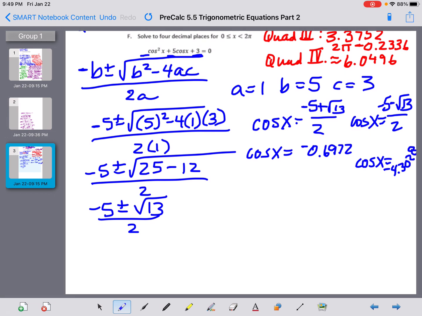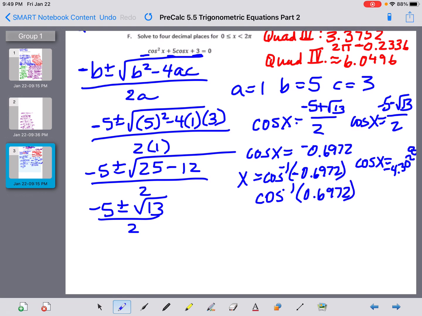negative 4.3028. Time to solve, so I'm going to do x equals cosine inverse of this negative 0.6972. It's calculator work. I make sure I'm in radian mode. Inverse cosine. Remember, we don't plug in the negative. We only plug in 0.6972. We're going for our reference angle. So my reference angle here is 0.7993.